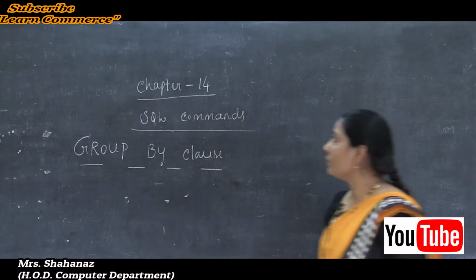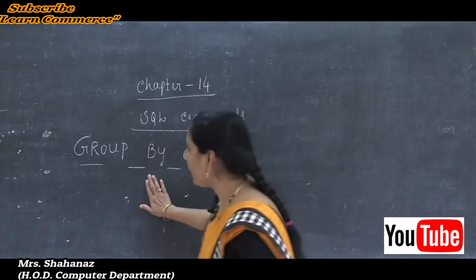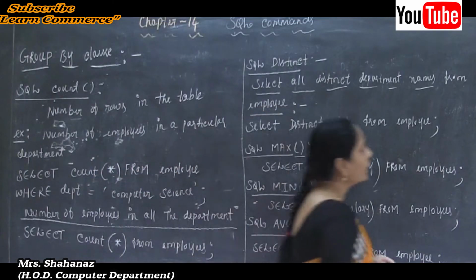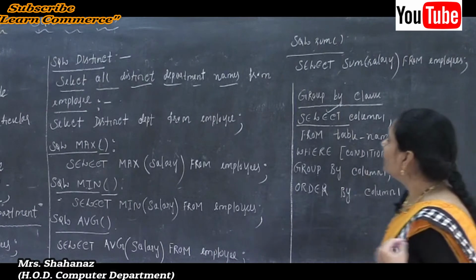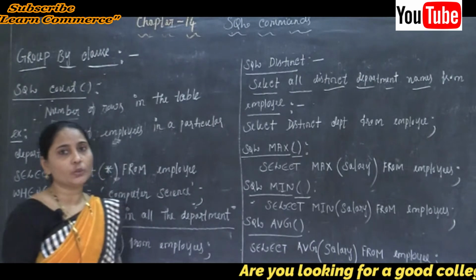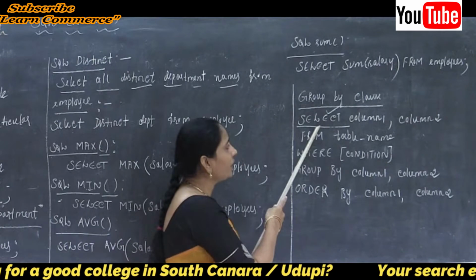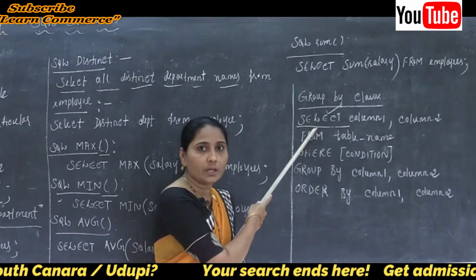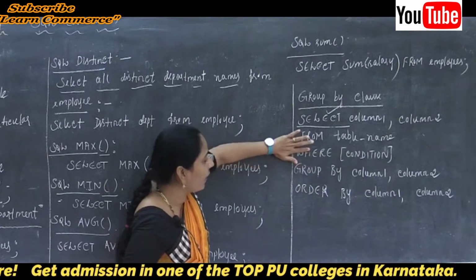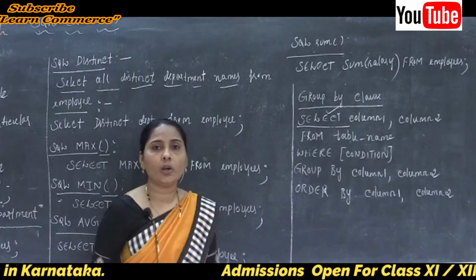In this class we are going to learn from chapter 14, SQL commands. The important command is the GROUP BY clause. The meaning of the GROUP BY clause is to arrange identical data into groups. The GROUP BY clause follows the WHERE clause in a SELECT statement and precedes the ORDER BY clause.